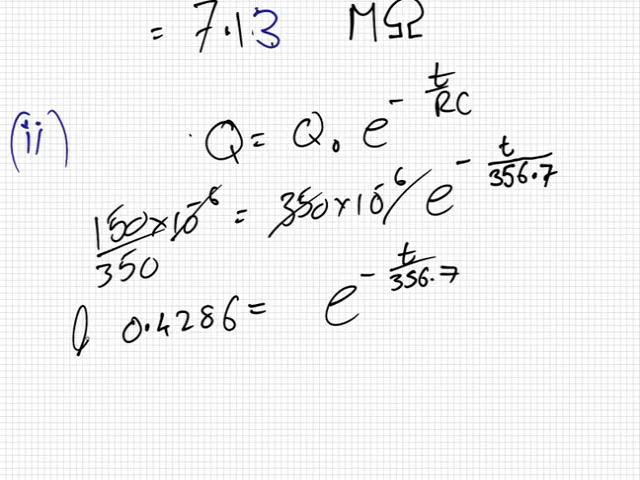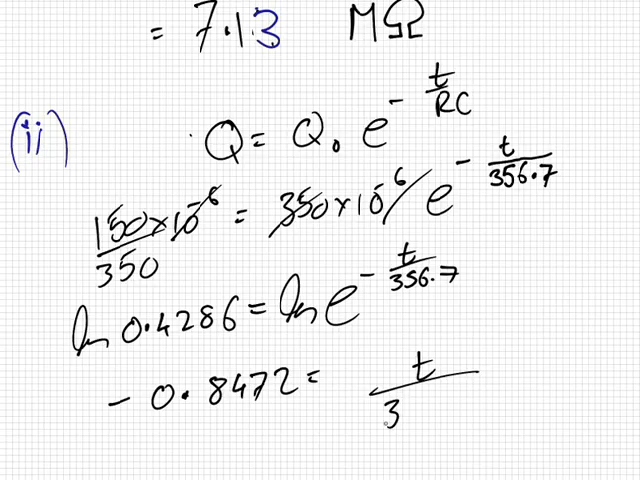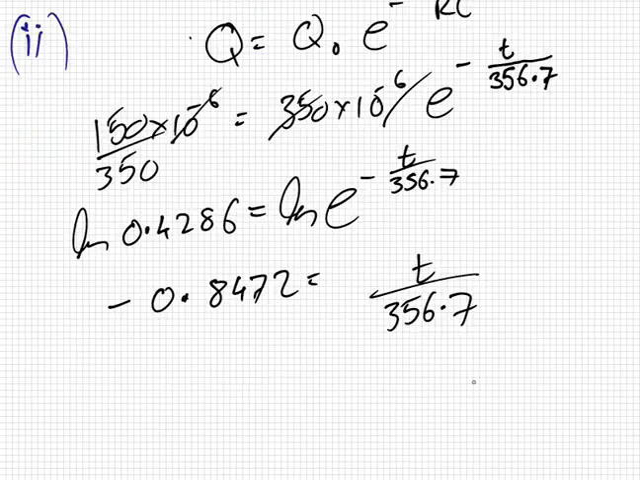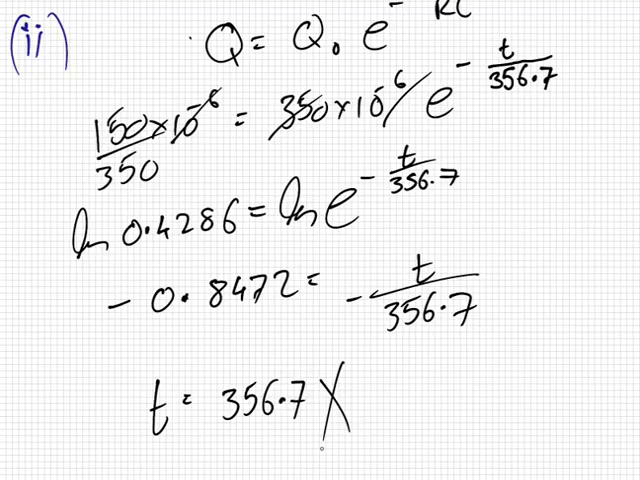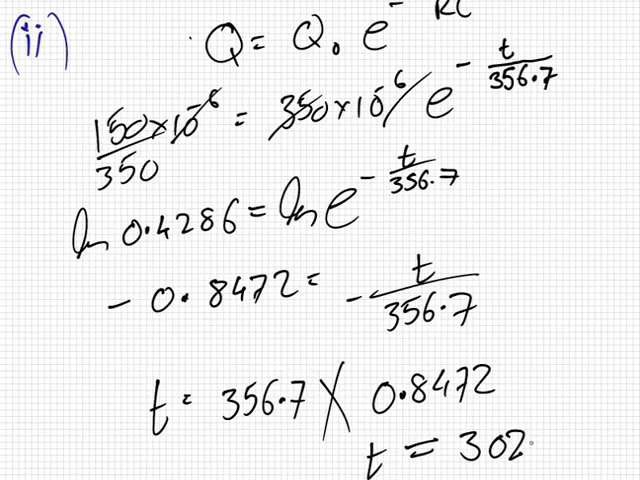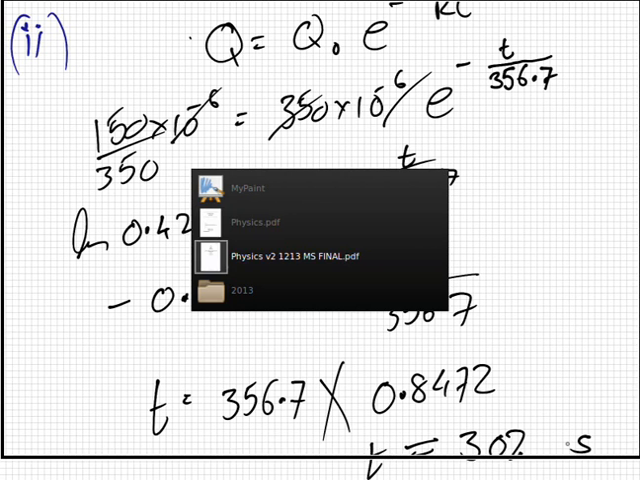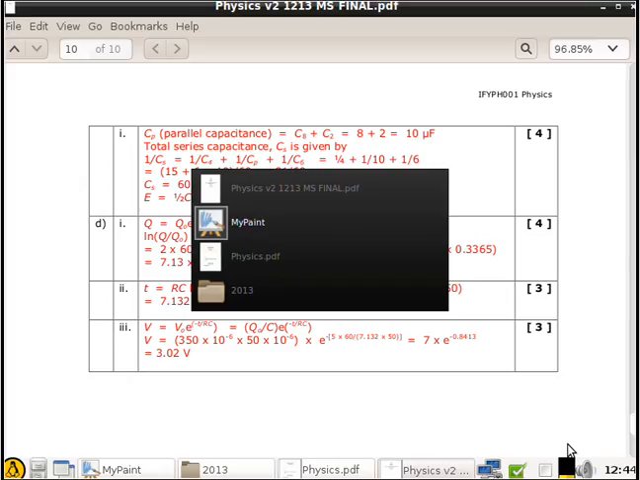What do we do? Log. Minus 0.8472 equals minus t over 356.7. So t equals 356.7 times 0.8472, which is 302.1. If we round it off, it's 302 seconds. Which is right. Exactly right.